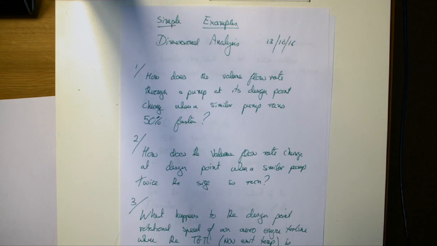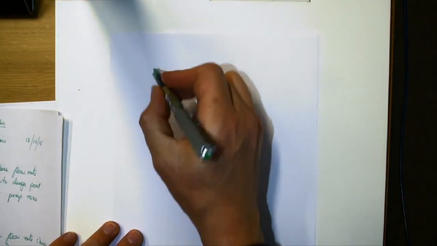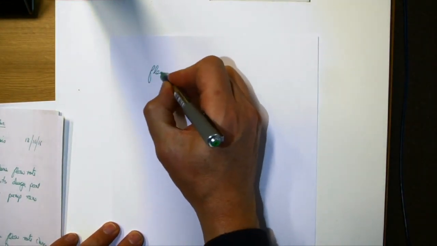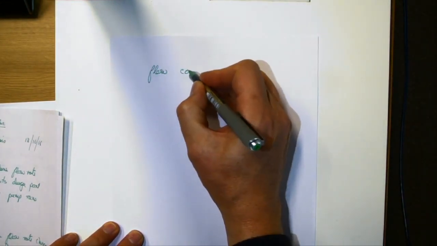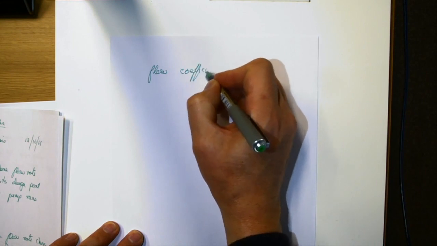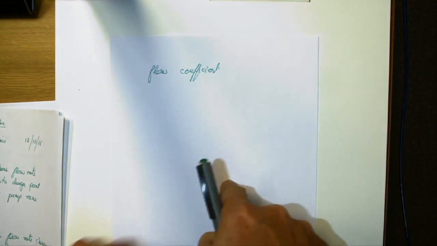Now, the dimensionless group that we've been looking at is the flow coefficient. Is this being recorded? Yes, this document camera and my voice. Yeah. So we take the flow coefficient, which is one of those things. I think that's probably a phi.